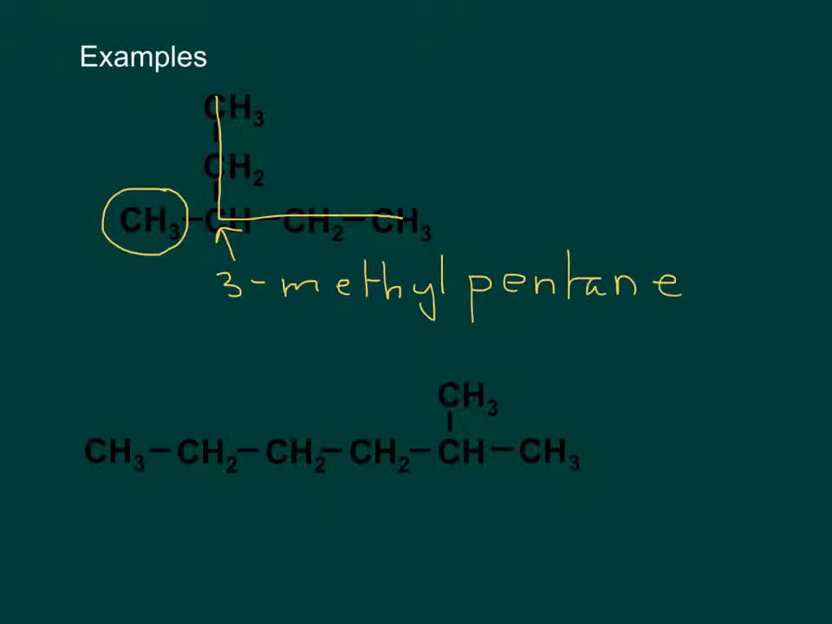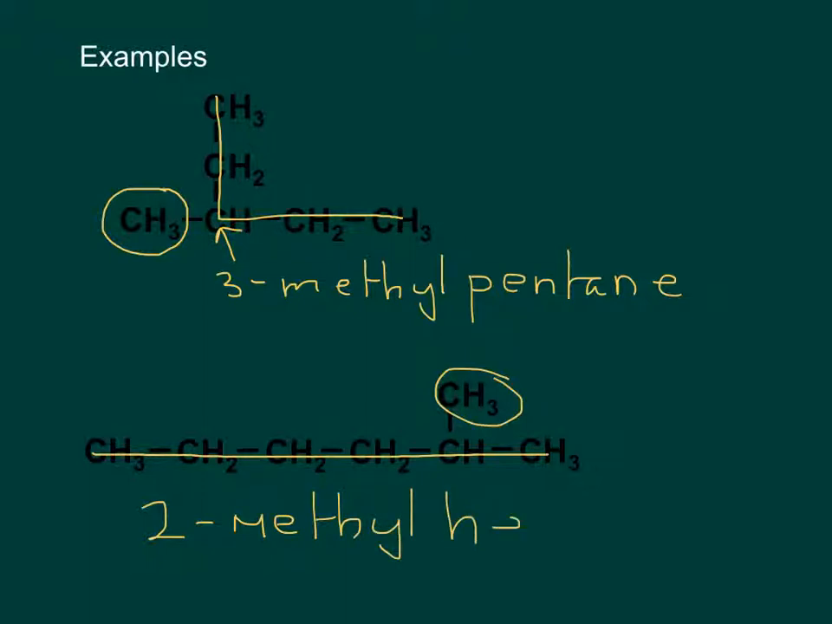How about this other one here? Well, I've got 1, 2, 3, 4, 5, 6 carbons, so it's going to be hexane. There I've got a methyl group coming off, so this guy is going to be 2-methylhexane, because that of course is going to be carbon number 2. I'll start from that end. I could, if you think about it, start from this end here. However, when we look at the rules, we'll note that we should use the lowest number possible.